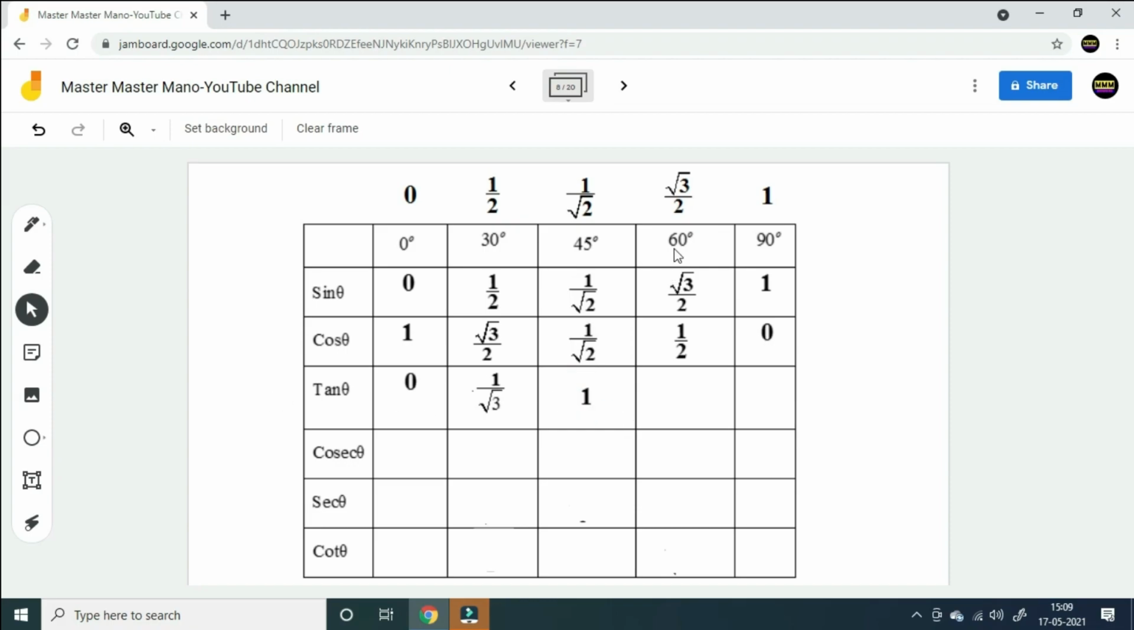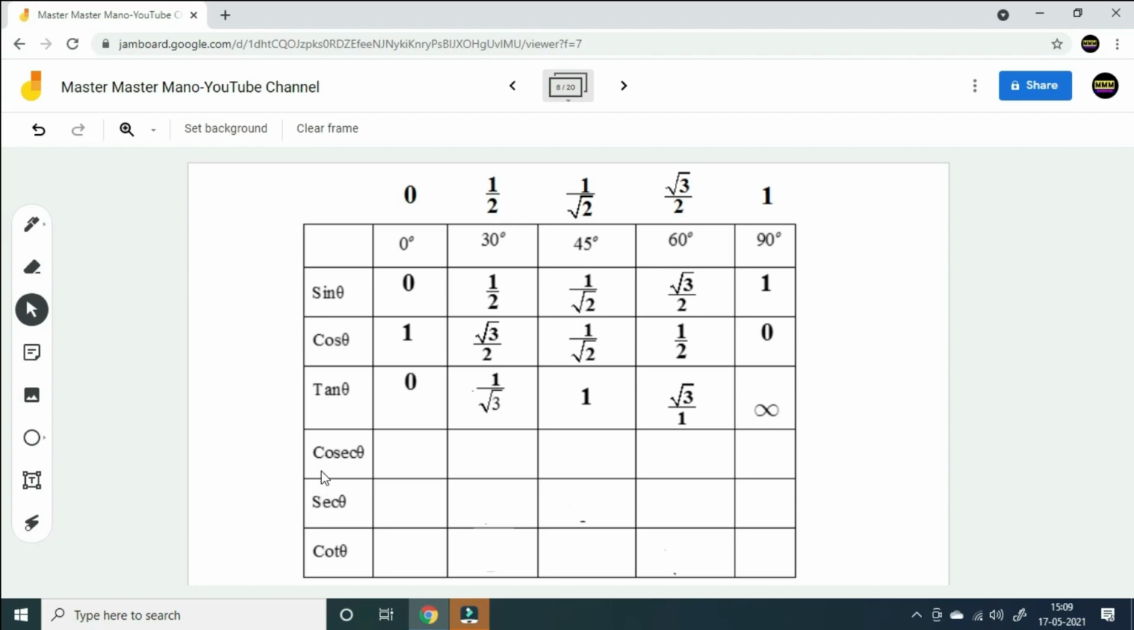For tan 60 degree, we have to divide root 3 by 2 by 1 by 2. These 2 and 2 will be cancelled and root 3 by 1 will come. For tan 90 degree, we have to divide 1 by 0. That will be infinity, as we have seen earlier.